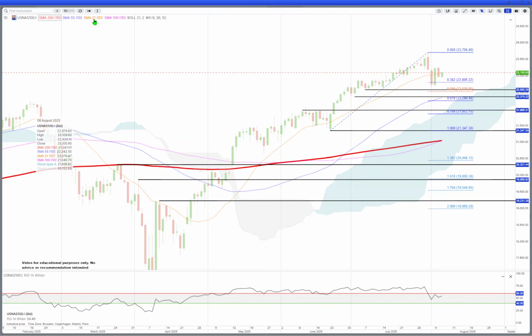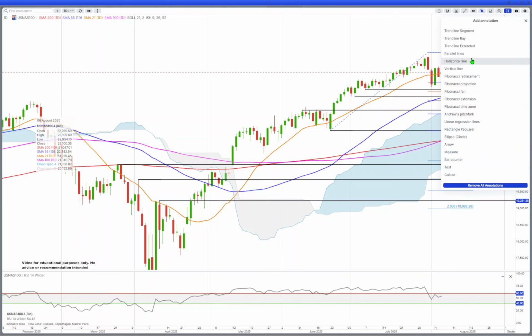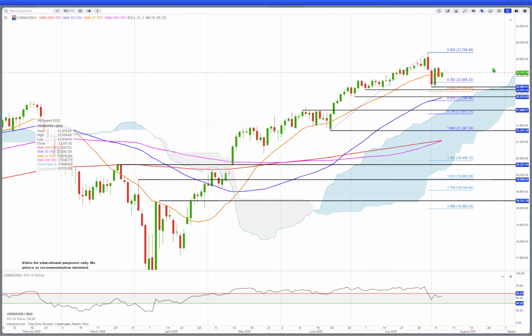Here's the US NAS 100 CFD. We are bouncing a little bit. 22,582 is key support. But I think that if we add a horizontal line to these lows here at 22,665 and it breaks below, that could be a sign of lower levels.